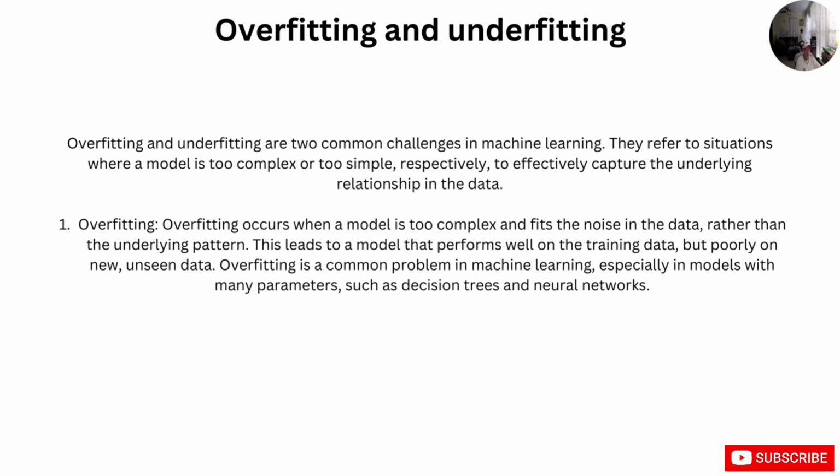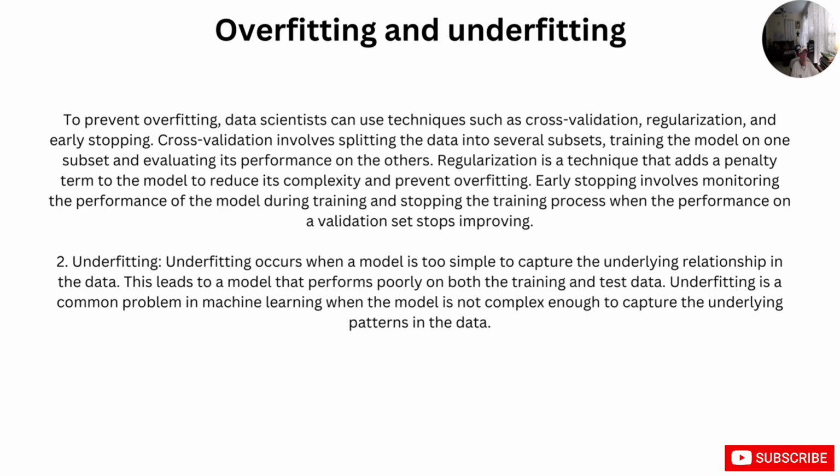Overfitting is a common problem in machine learning, especially in models with many parameters such as decision trees and neural networks. To prevent overfitting, data scientists can use techniques such as cross-validation, regularization, and early stopping. Cross-validation involves splitting the data into several subsets, training the model on one subset, and evaluating its performance on the other.